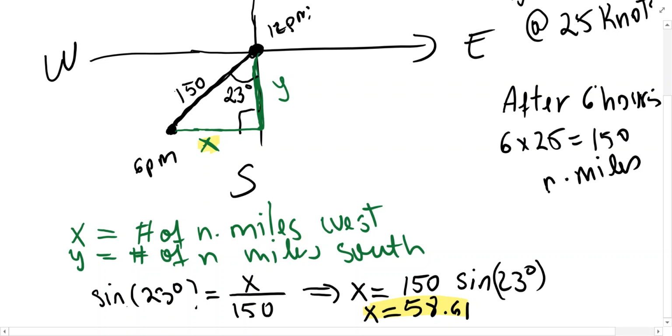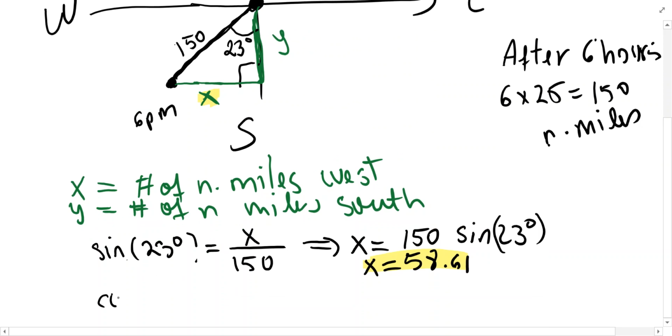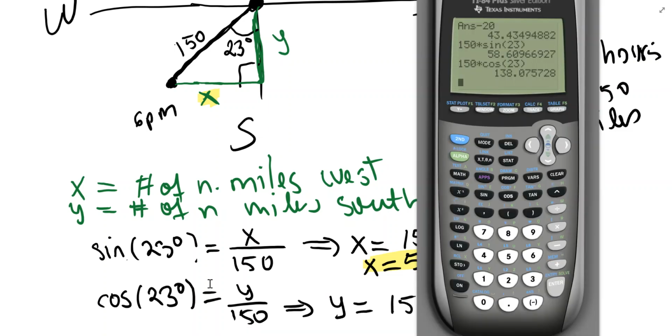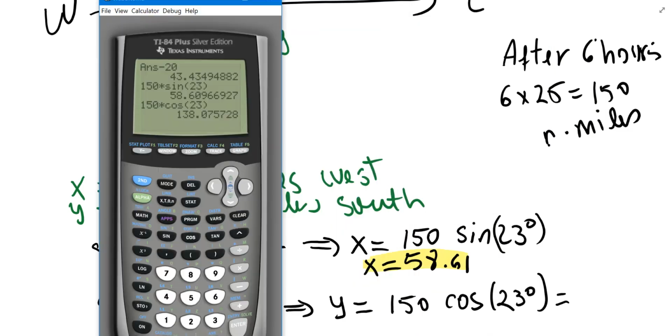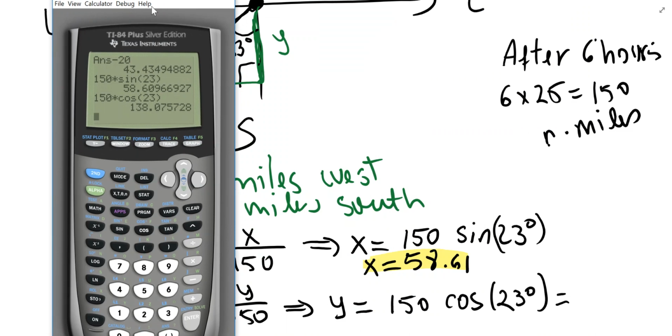And similarly for y, I'm going to have to think of a trig function that involves adjacent, since y is the side adjacent to the 23 degree angle, and hypotenuse. So that is cosine. Cosine of 23 degrees equals adjacent, which is y over hypotenuse. So then if you solve for y, you get that y is 150 times cosine of 23 degrees. And when you put that in the calculator, you get 138.08.